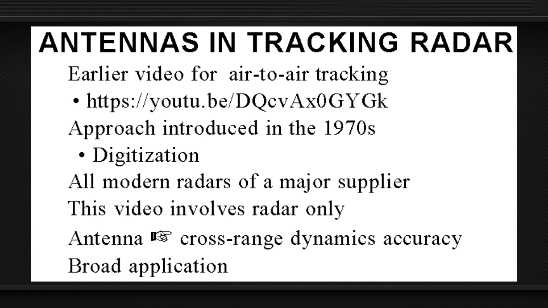That first video included results obtained with GPS as well as radar data, but this one is focused on the 1970s innovation for radar only, specifically antenna influence on accuracy of cross-range dynamics. Concentration here is aimed at airborne operation, but with different parameters and conditions, these vital principles could be used across a broad class of applications.